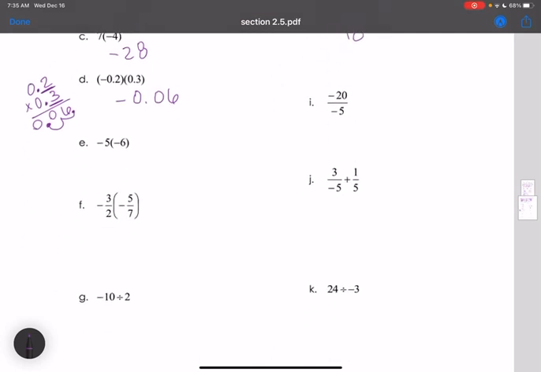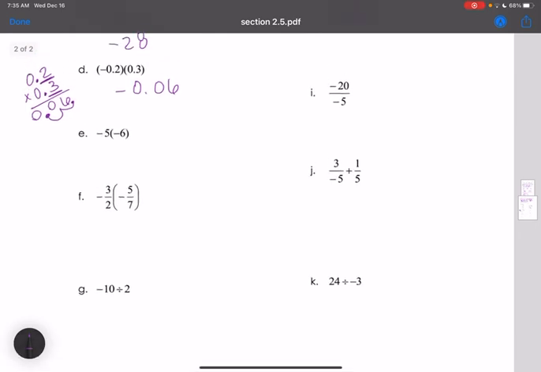All right, let's see if I can get the rest of the page on here. Oh, I can. Cool. Okay, so go ahead and try that E, F, G, and the I, J, K. And when you're ready to see the work, hit play. Okay, negative 5 times negative 6. The negative times a negative is a positive 30. Next one, I'm just going to imagine these up top. So negative 3 times negative 5 would be a positive 15 over across the bottom. 2 times 7 is 14.